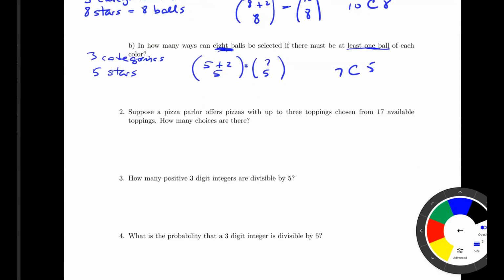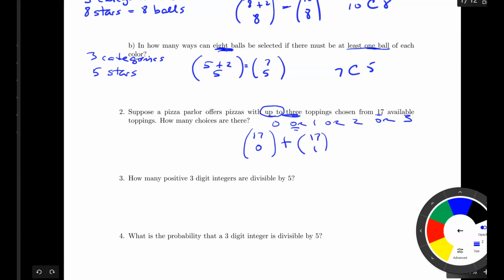All right, so let's look at this. We've got a pizza parlor offering pizzas with up to 3 toppings. Careful, up to 3 toppings. So that means you could have 0 or 1 or 2 or 3, and there's 17 different toppings. This "or" means addition, right? So if I have 0 toppings, I'm choosing 0 of the 17 toppings, or I'm going to choose 1 of the 17 toppings, or choose 2 of the 17 toppings, or choose 3 of the 17 toppings. So that's the number of choices that there are.